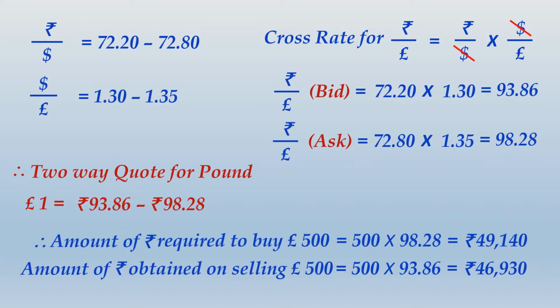Whether logically I should explain the reason behind why bid rate should be multiplied to bid rate, why ask rate should be multiplied to ask rate, and so on. If required, mention it. If not required, mention it.